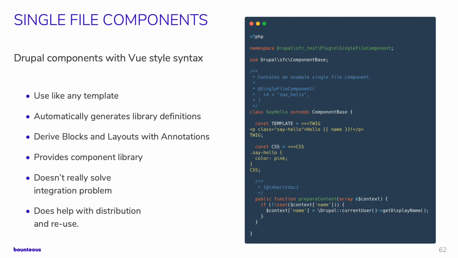And then there's also the single file components module, which is a little bit different from the examples we've seen thus far. It allows you to define Drupal components in a Vue style single file definition. So you can then use that like any template. It can generate library definitions, and you can derive blocks. It doesn't exactly solve the integration problem that we've been talking about, but it definitely does provide an interesting way to package and reuse these components that can be made available to Drupal.